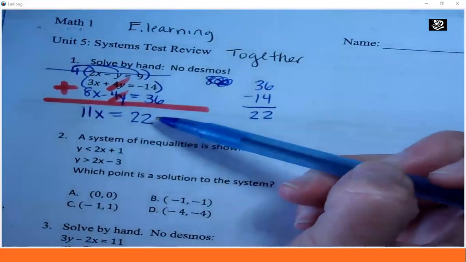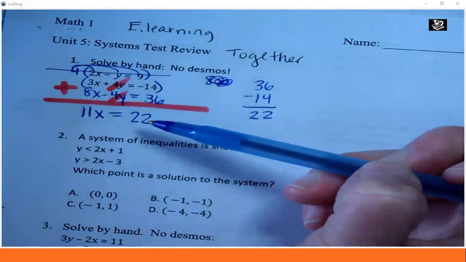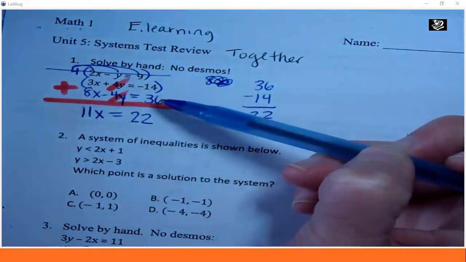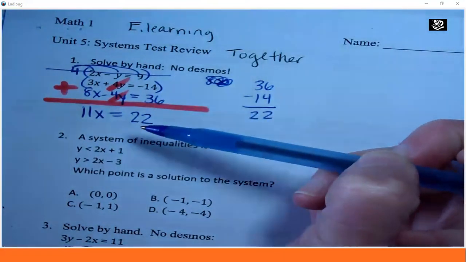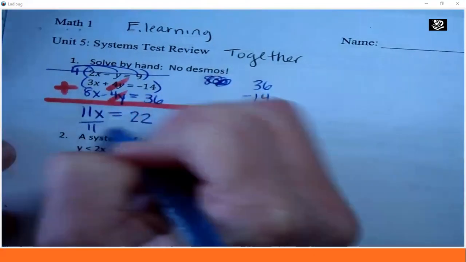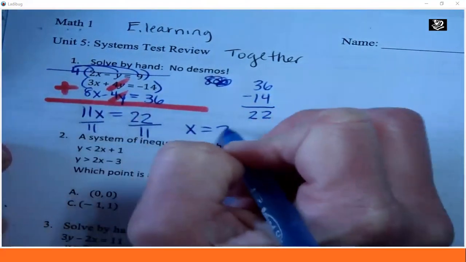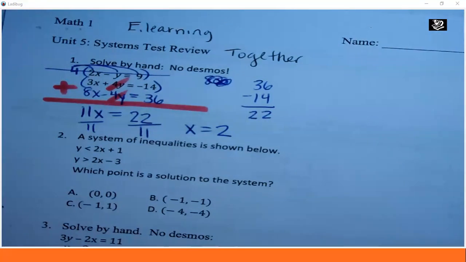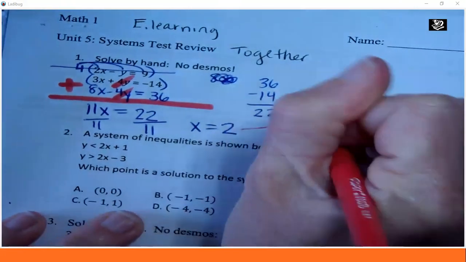Alif, is it positive 22 or negative 22? Positive, because the 36 was bigger. Okay. Isaac, what do I need to do next? What's 22 divided by 11? 2. So x equals 2. Tania, do you remember what I have to do next? Plug it back into the original equation. Very good. You have to plug it back in.